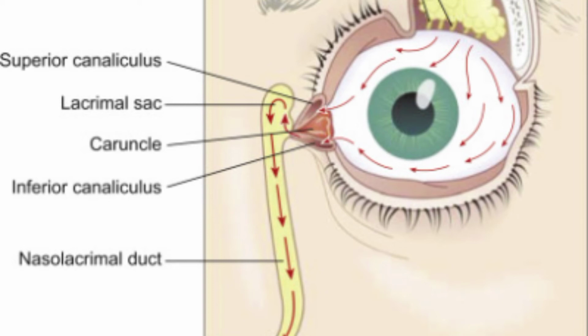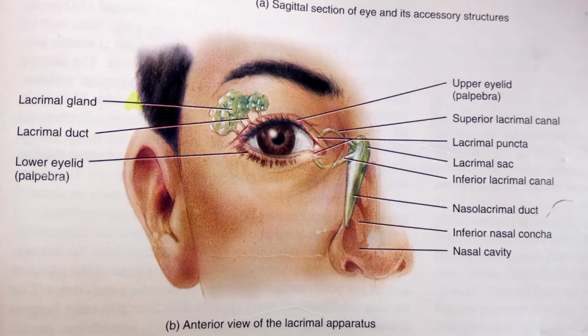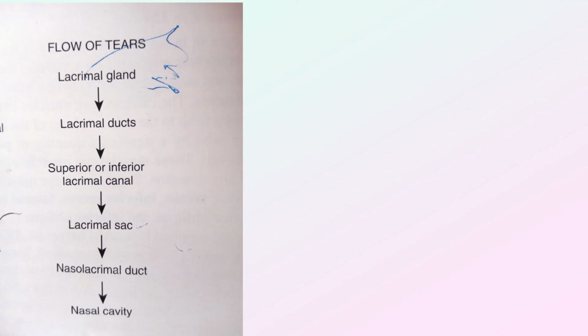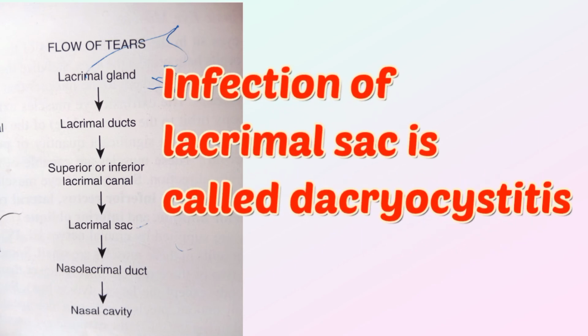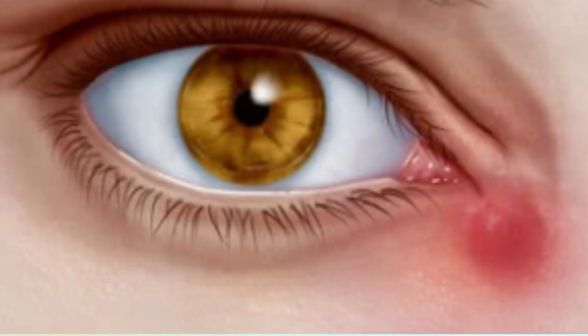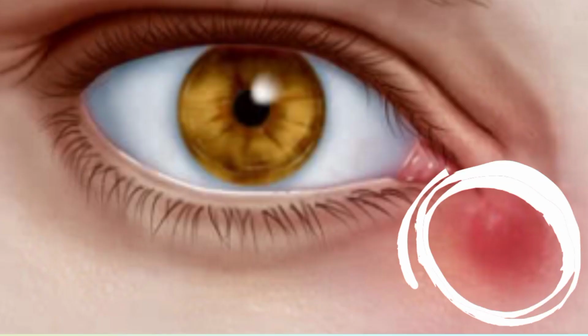the lacrimal puncta. Tears then pass into the ducts, the lacrimal canals, which lead into the lacrimal sac and then into the nasolacrimal duct. This duct carries the lacrimal fluid into the nasal cavity, just inferior to the inferior nasal concha. An infection of the lacrimal sac is called dacryocystitis.